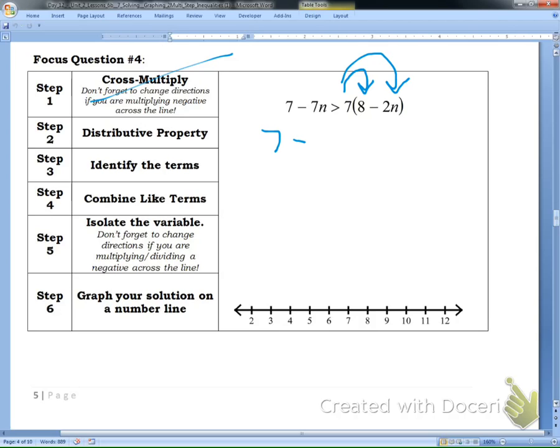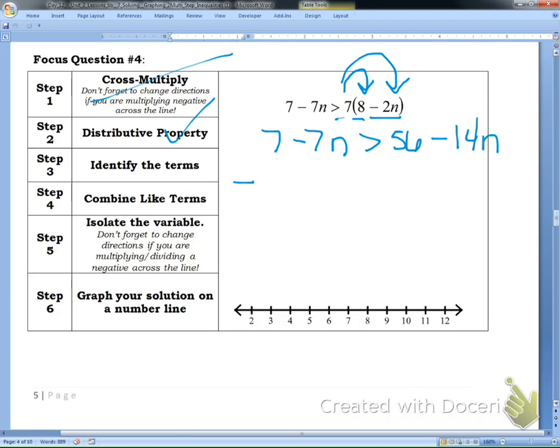So it's 7 minus 7n is greater than 7, positive 7 times positive 8 equals positive 56. I do not need to write the sign because it's the first term in the expression on that side of the inequality. Positive 7 times negative 2n equals a negative 14n. Don't forget the signs that go with that second term. That's one of the most common mistakes I see students make. So we're done with the distributive property. We're ready to identify terms. Again, we're going to try doing it without our training wheels.